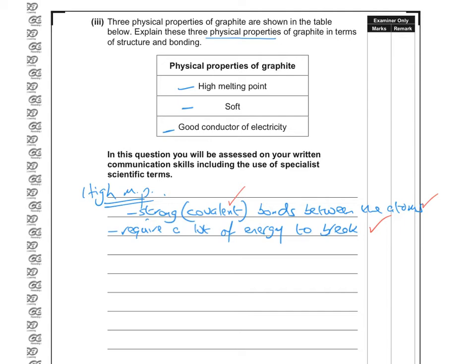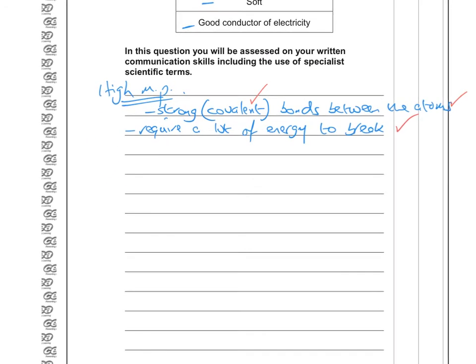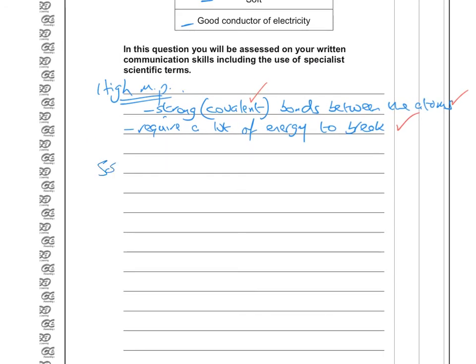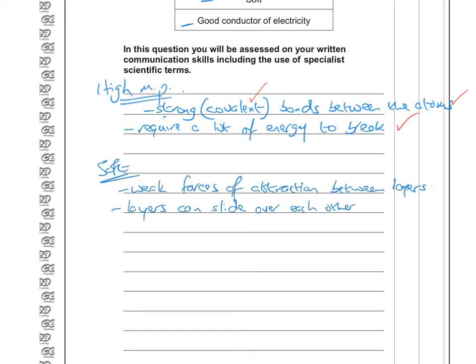We can then move on to the softness. So again, I'll just put in a heading. Remember, graphite is made up of layers, and those layers can slide over each other very easily because there are weak forces of attraction between the layers. So another couple of ticks for that one.